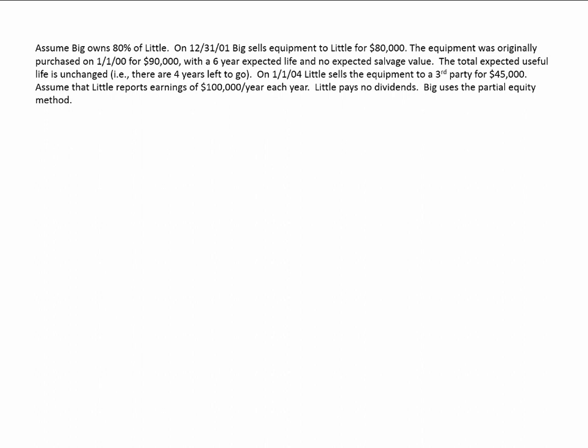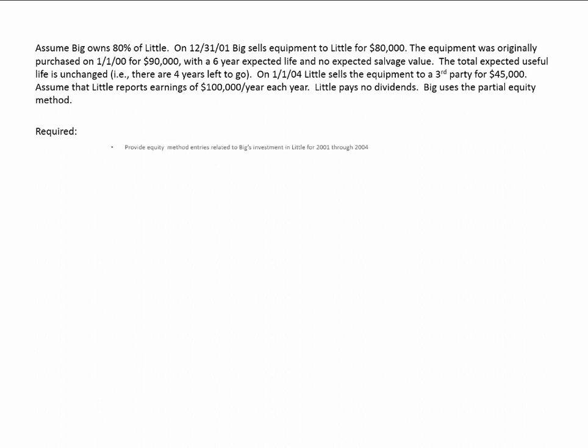Okay, so let's assume that Big owns 80% of Little, and again, that is irrelevant because this is a downstream sale. On December 31st, 2001, Big sells equipment to Little for $80,000. The equipment was originally purchased on January 1st, 2000 for $90,000 with a 6-year expected life and no expected salvage value. The total expected useful life and salvage value were unchanged. In other words, there are 4 years left to go. And then a little bit later, on January 1st, 2004, Little subsequently resells the equipment to a third party for $45,000. Let's assume that Little reports earnings of $100,000 each year and pays no dividends, and Big uses the partial equity method.